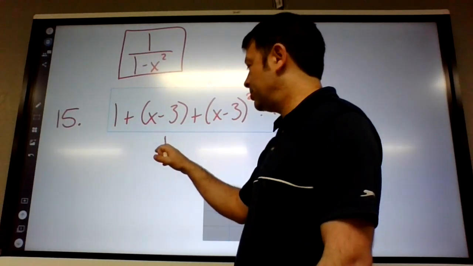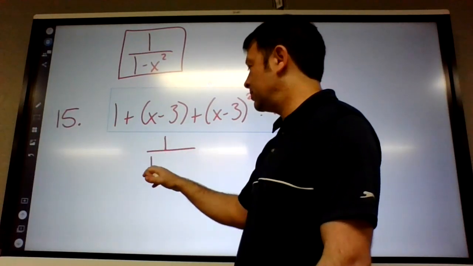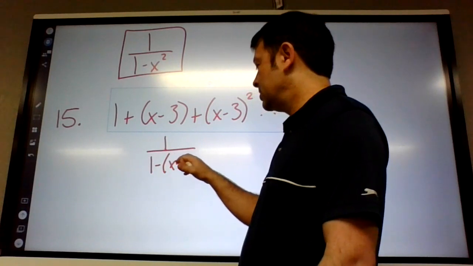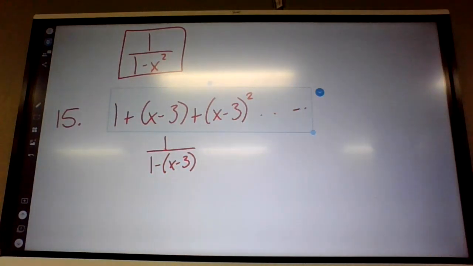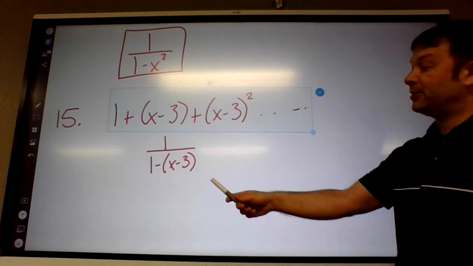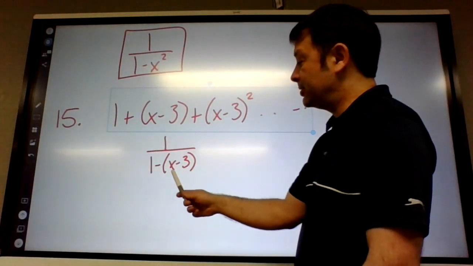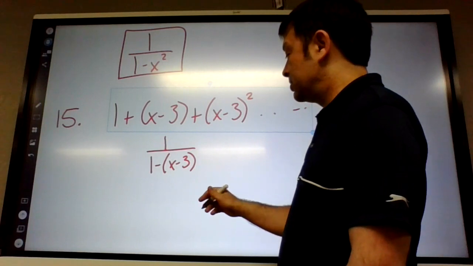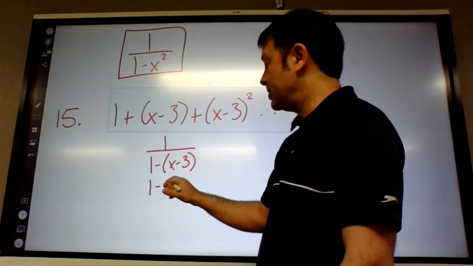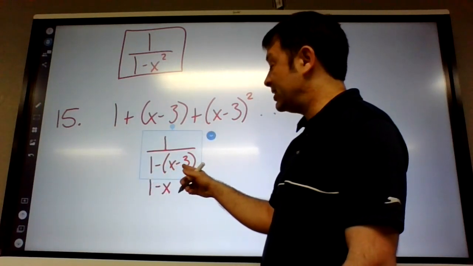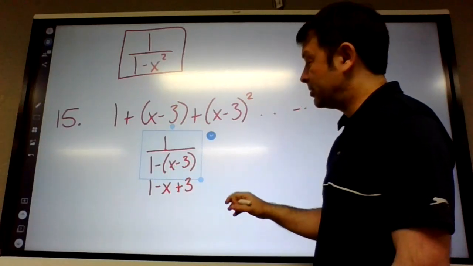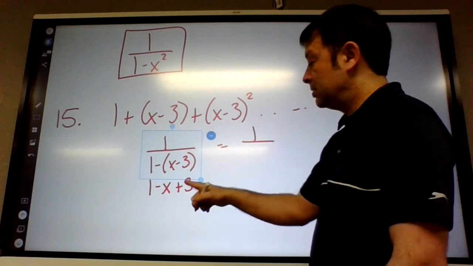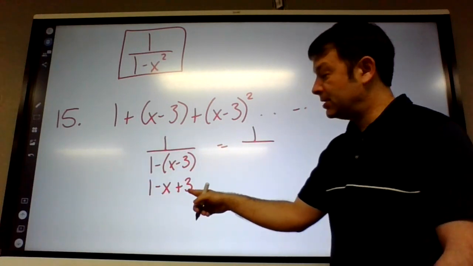The starting term is 1, so it's 1 over 1 minus x minus 3. That one does simplify a little. We have to subtract all of the common ratio. So that would be 1 minus x minus minus 3, which would be a plus 3. So 1 plus 3 is 4.